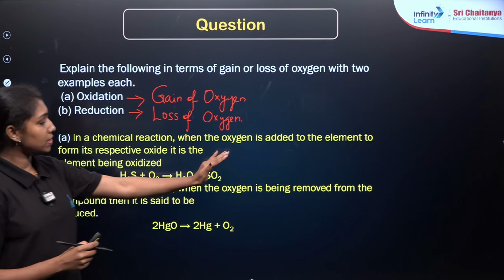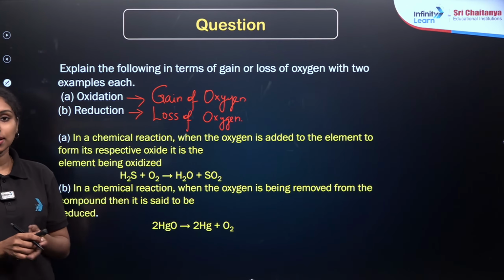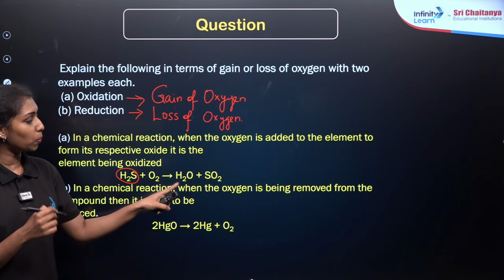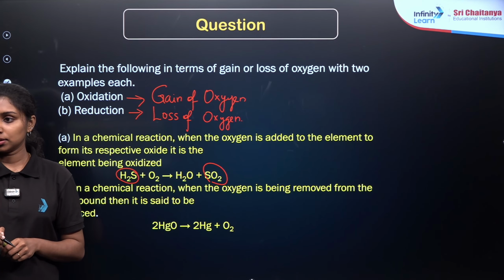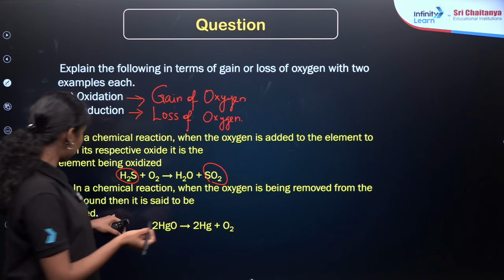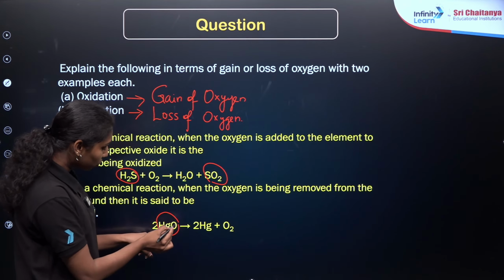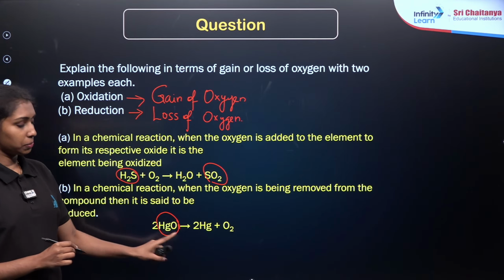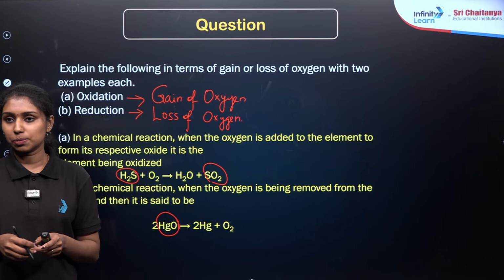In a chemical reaction, when oxygen is added to an element to form its respective oxide, it is known as oxidation, right? For example, we have given the oxidation of hydrogen sulfide: H2S plus O2 gives H2O plus SO2, sulfur dioxide is forming. Then, what about reduction? When oxygen is removed from the compound, it is said to be reduced. You can see over here, mercuric oxide, we are removing oxygen to form oxygen and mercury metal, right? So this is known as a reduction process. Or you can again consider this as a reduction or oxidation based on the oxidation number concept also. Clear?